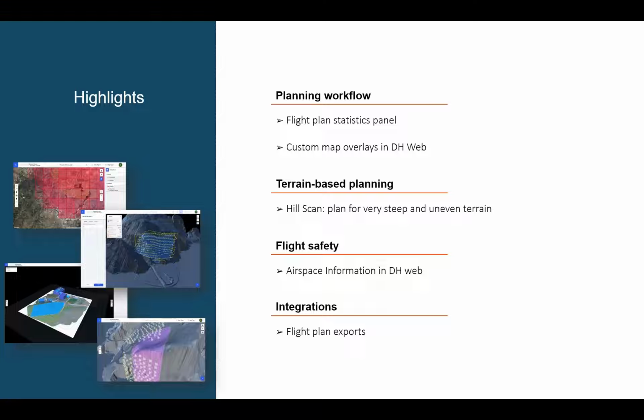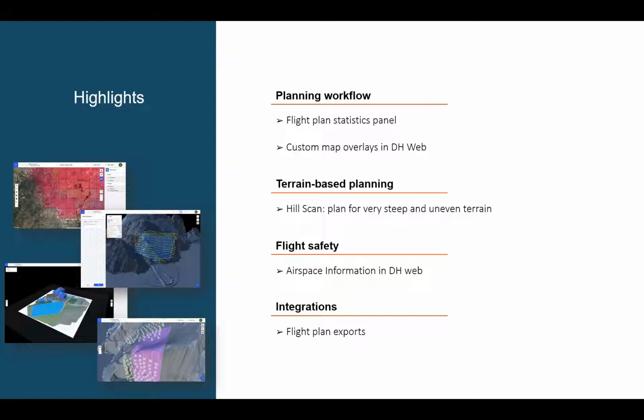We'll talk about flight plan statistics. We've added a panel to display flight plan statistics, things like flight speed, number of waypoints, ground sampling distance, GSD, and so on and so forth. We added the option to add custom map overlays within Drone Harmony Web. This is very useful when you're working in an area where the existing maps, so the Google Maps that are natively integrated in Drone Harmony, aren't good enough to see the assets or the obstacles that there are in the environment. So we'll talk about custom maps.